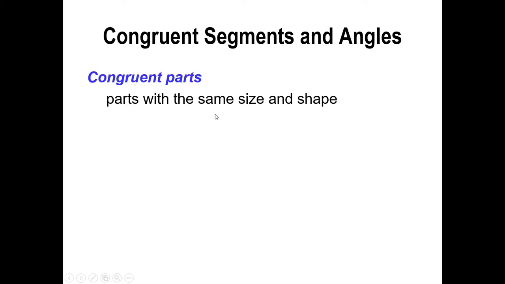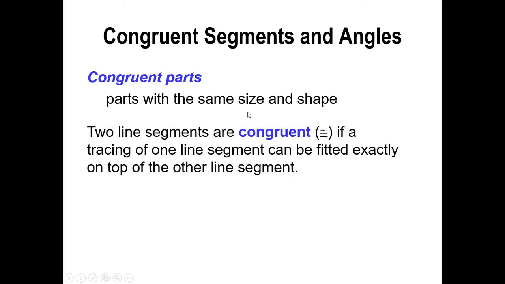Congruent parts are parts with the same size and same shape. Two line segments are congruent, using this symbol here, if a tracing of one line segment can be fitted exactly on top of the other line segment. So they're exactly the same copy. I can lay them on top of each other.